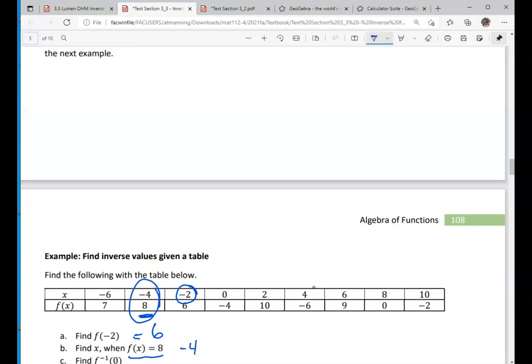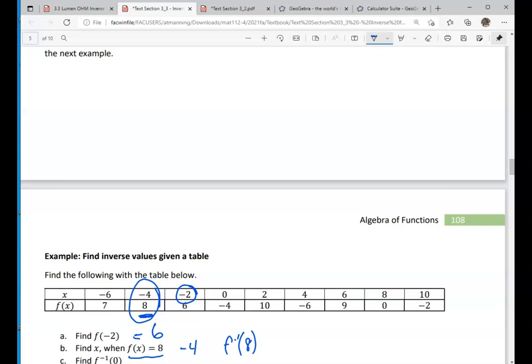So basically, this is the question: what is f inverse of 8? That's essentially what this is asking. What x gave me 8 as its output? Well, f inverse of 8 will give me a -4. And when I fed -4 into the original function, I got out 8.